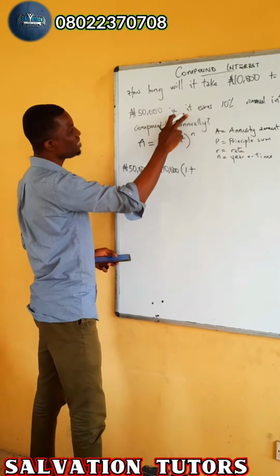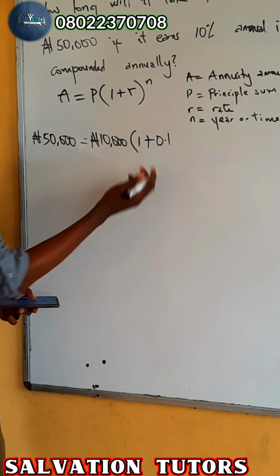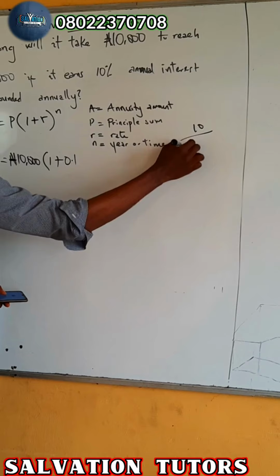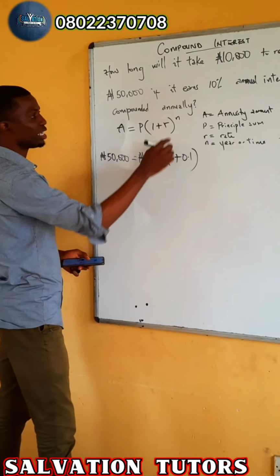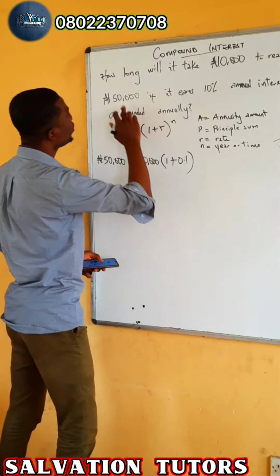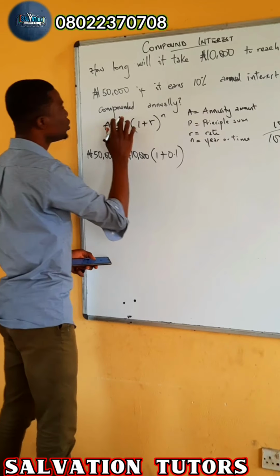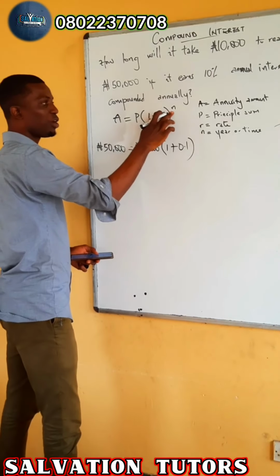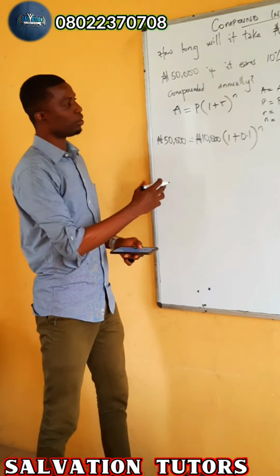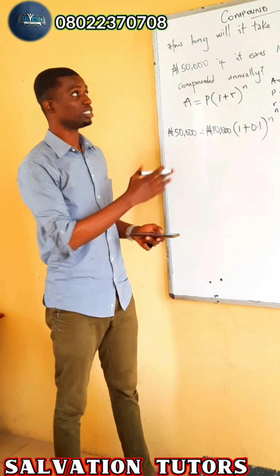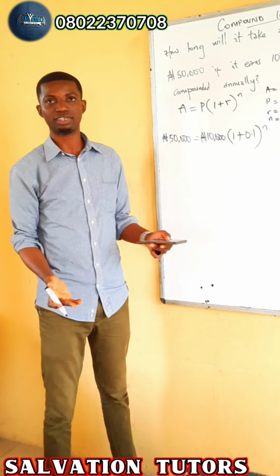plus if it earns 10%, so 10% is what? 0.1. How did I get 0.1? Very, very simple. 10 divided by 100. 0.1, right? Good. So we'll close the bracket and raise to power. How long will it take 10,000 to reach 50,000 if it earns 10% annual interest compounded annually? Now, we're not told the time or the year. This is where the problem lies. Usually, in compound interest questions and simple interest questions, they're always giving the time and the year. But in a situation whereby we're not given the time, how do we find it? How do we solve it?